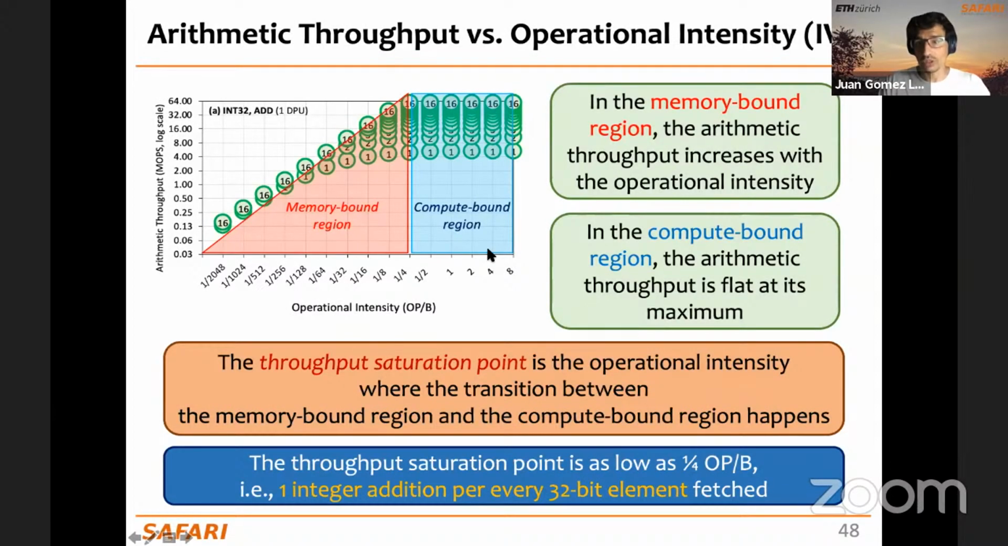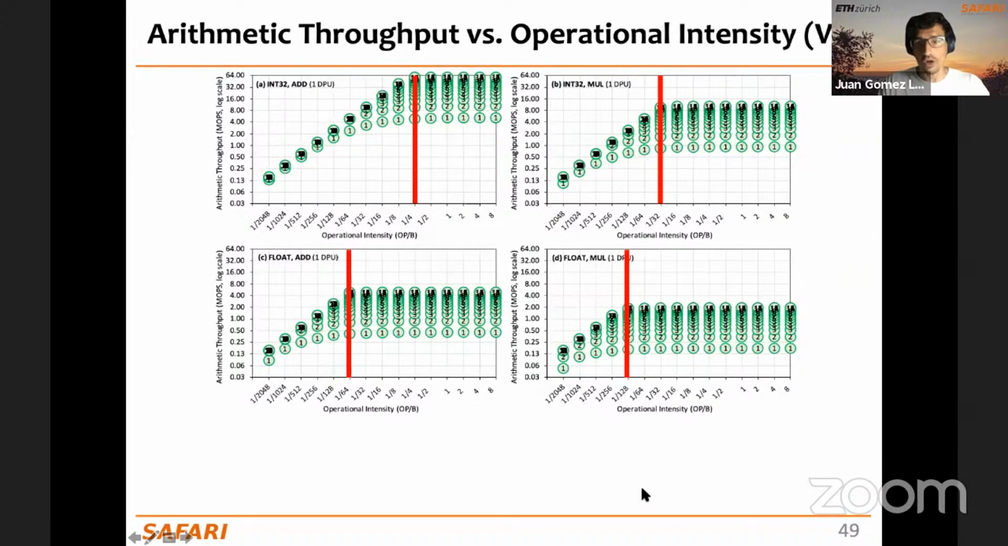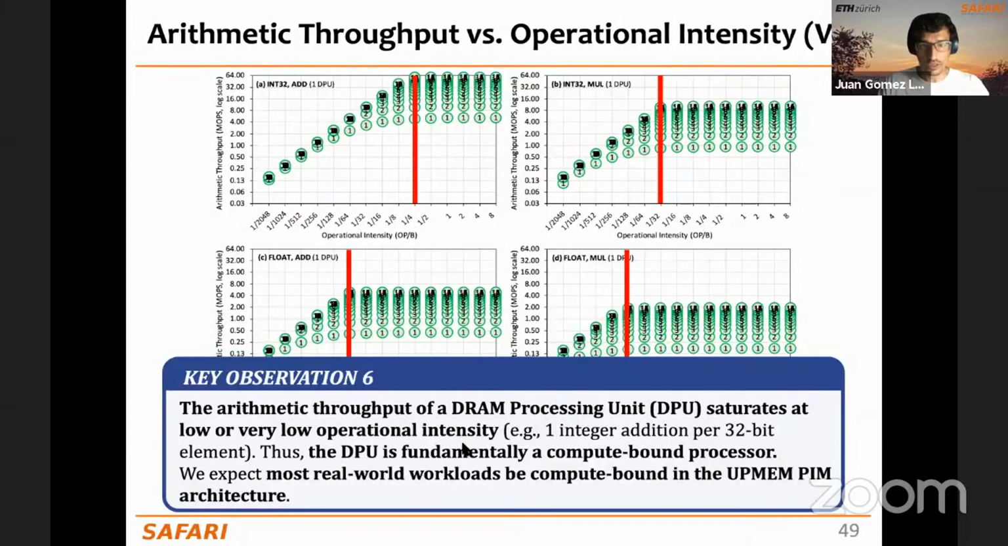And this throughput saturation point, as you can see, is pretty low, only 1/4. 1/4 here means 1 integer addition per every 32-bit element fetched from memory. So it's relatively low, and it's even lower, as you can see in the plot, for other data types and operations. So one key observation is that the arithmetic throughput of the DPU saturates at low or very low operational intensity. And what this means is that a DPU is fundamentally a compute-bound processor.